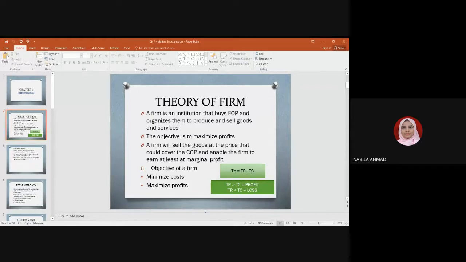So kenapa dia ada business dia? Kerana dia nak making profit, ya, maximize profit. Okay. Actually bukan saja maximize profit tetapi juga minimize the cost, right? So total profit adalah total revenue minus total cost, ya. And if total revenue greater than total cost, bermaksud the firm is making profit. Dan apabila total revenue less than total cost, bermaksud the firm is making loss, right?